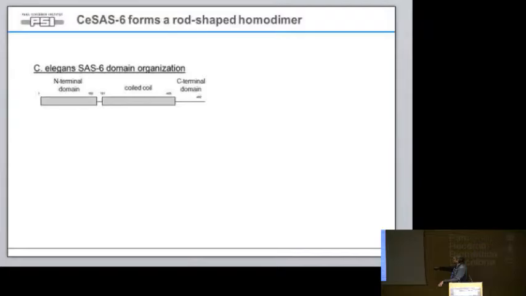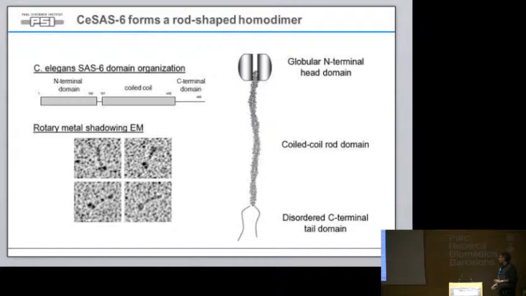We started with in vitro work by looking at the protein itself. SAS-6 from C. elegans is a relatively small protein of 500 amino acids. It consists of an N-terminal domain and a coiled-coil domain. We produced this protein recombinantly and looked at it using rotary metal shadowing electron microscopy. The particles that we found in our micrographs fit quite nicely the domain prediction from the sequence. So we see a rod and a globular particle at the extremity of this rod.